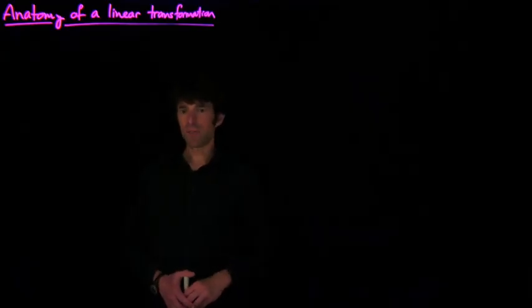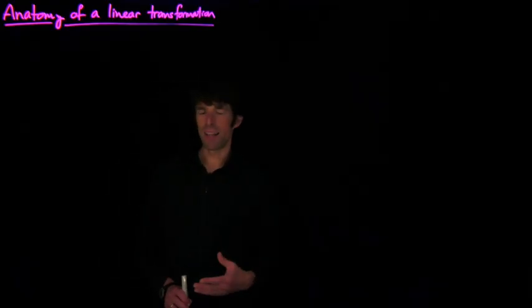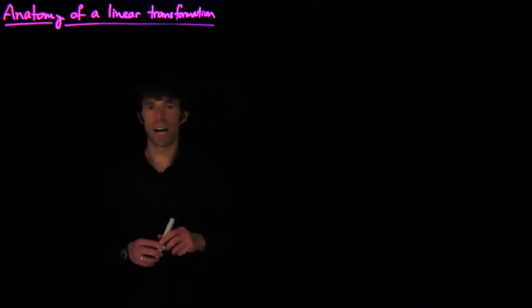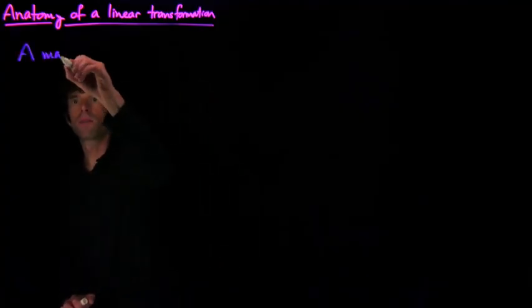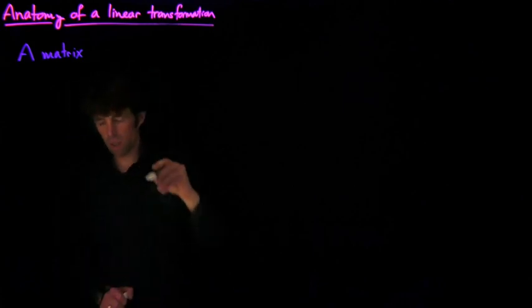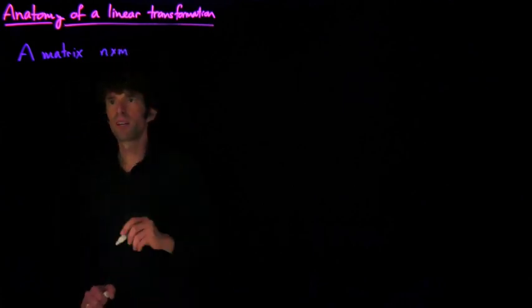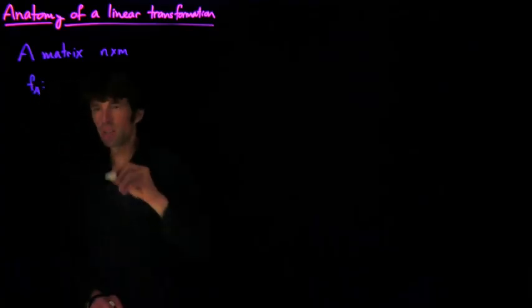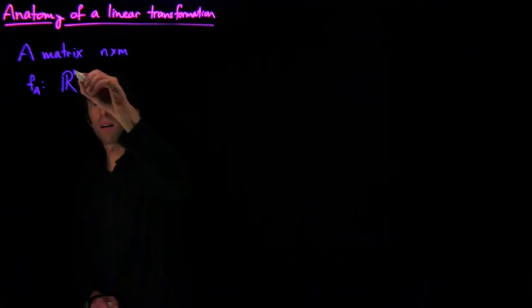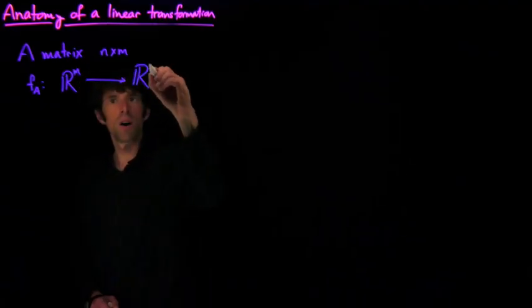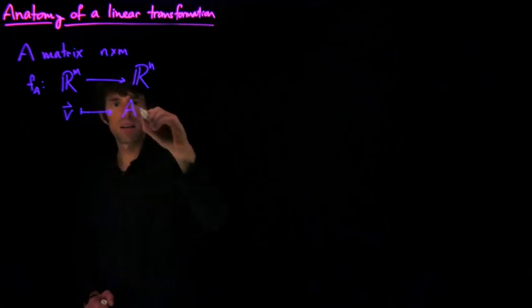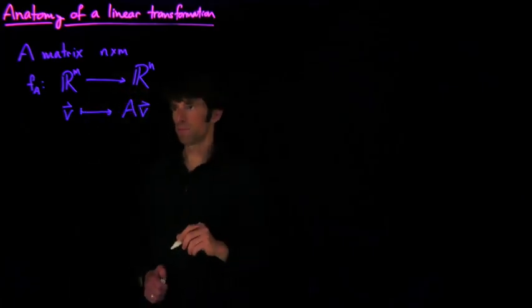Hello everyone. Welcome to this video where we're going to take a little bit of a closer look at the anatomy of linear transformations, all the different parts and some of the names we attach to various properties of these things. So the setup here is we have a matrix which is going to be n by m. And this represents for us a linear transformation, f sub A, which goes from R^m to R^n, and this is the function which sends a vector v to A times that column vector v.